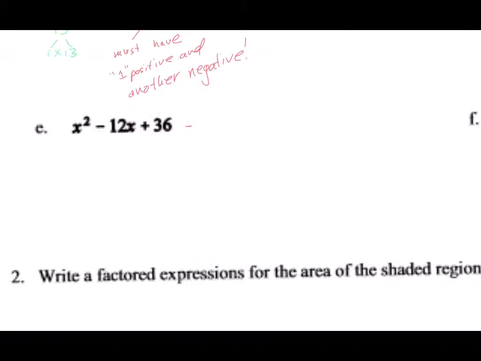We have x squared minus 12x plus 36. So let's break down 36. And we'll also make sure we have our brackets set up right away. So we have 36. It breaks down into 1 and 36, 2 and 18, 3 and 12, 4 and 9, and 6 and 6. So now that we've got those, we have to find something that adds to 12. Oh, it's got to be 6 and 6.